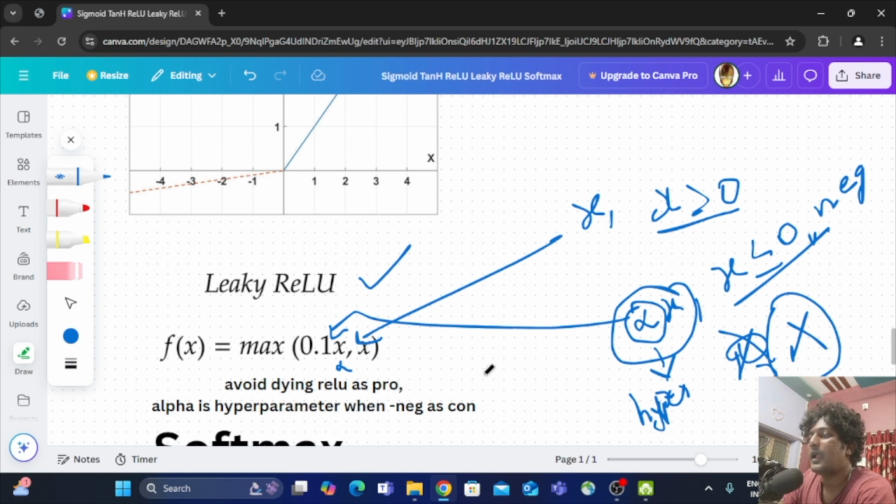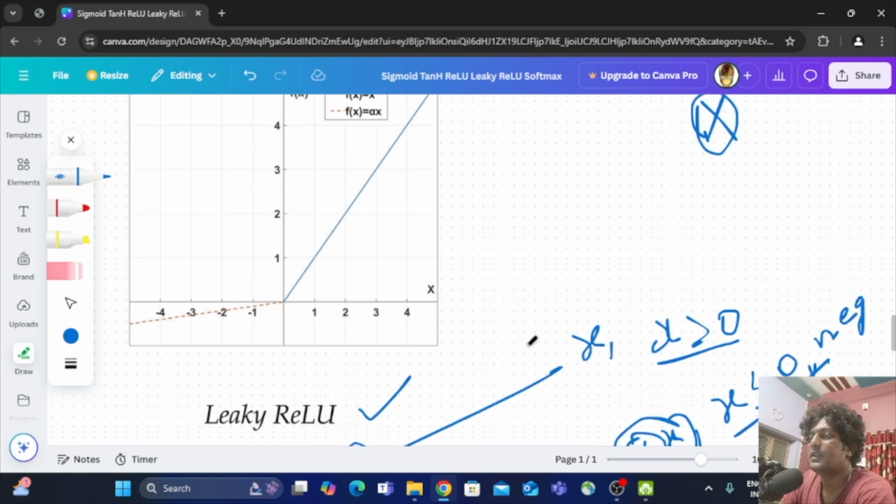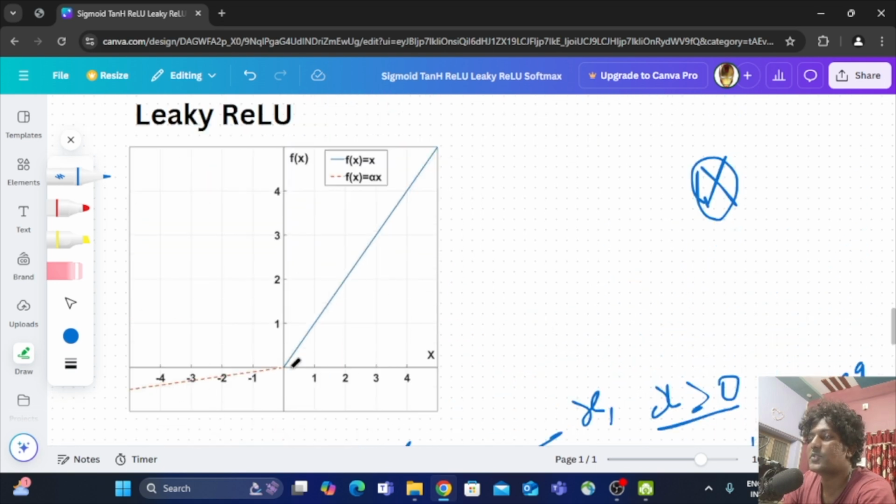Okay, and there is a small con for this, not a major con but a minimal disadvantage: alpha is a hyperparameter, so we can say it has some con. And we can see the slope as 0.01, like that, 0.1 or 1.